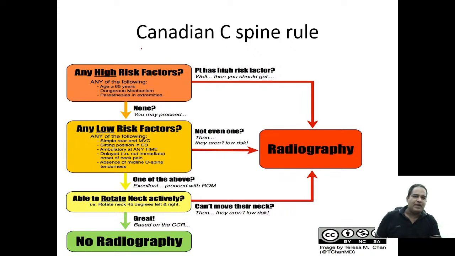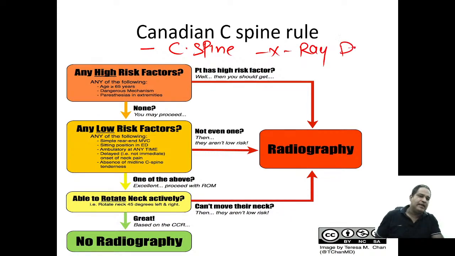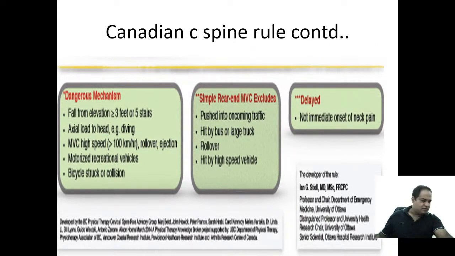Canadian cervical spine rule. This will tell you whether you get the cervical spine X-ray done or not. You don't need to go into the details. This will just tell you whether you want to get the cervical spine X-ray done or not.